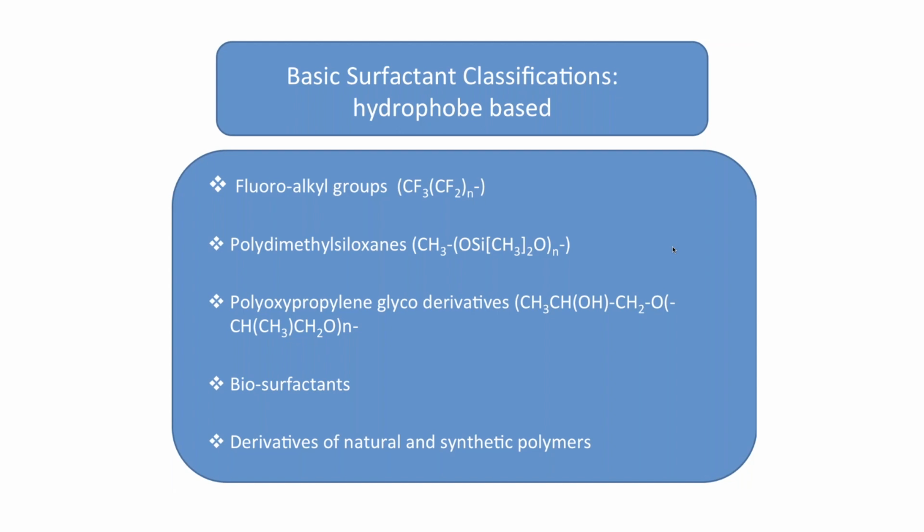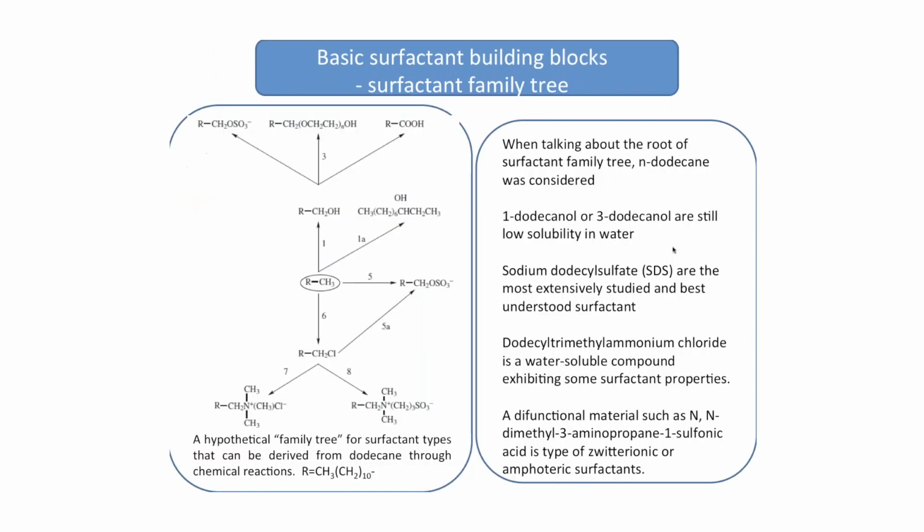Polydimethylsiloxane derivatives can be good demulsifiers, or even long chain polymers, polyethylene glycol, polyoxypropylene, and so on. And then a number of biosurfactants are basically derived from bio-based feedstocks or even typical lipids. So here you can see that the surfactant family tree essentially allows you to take an alkyl chain.